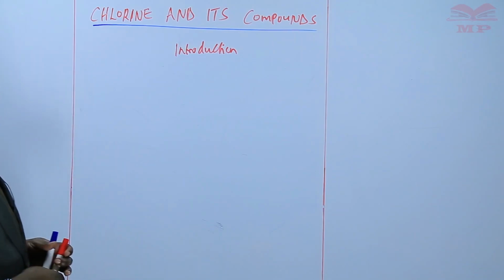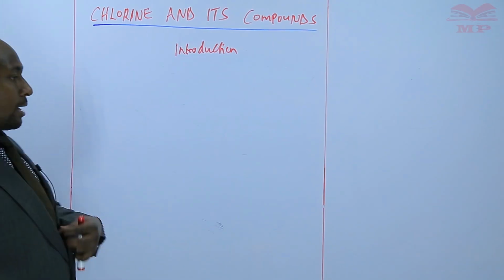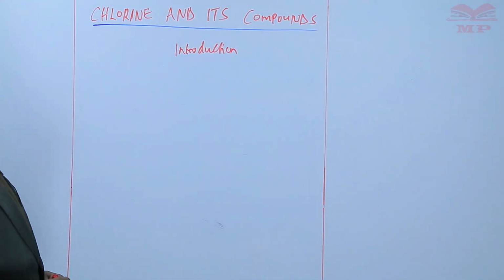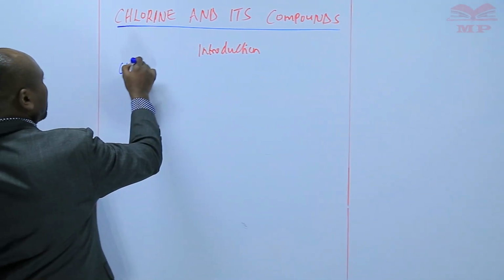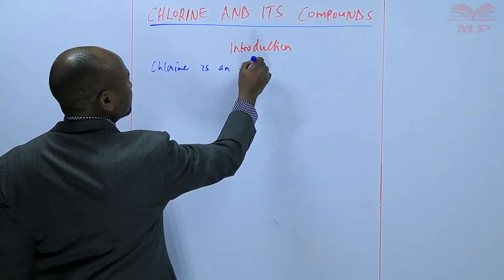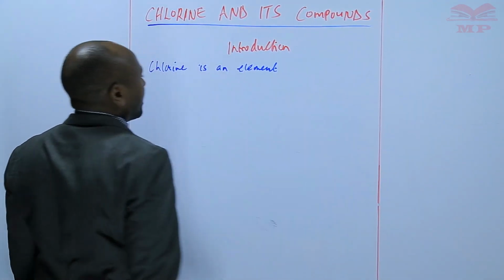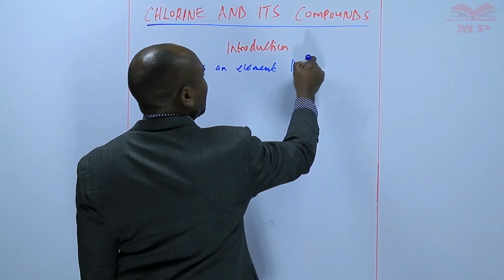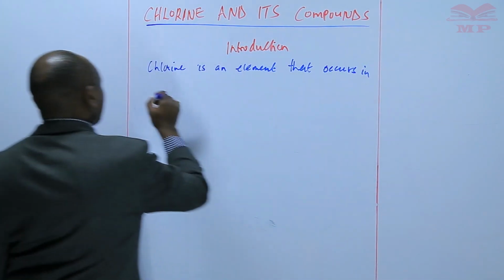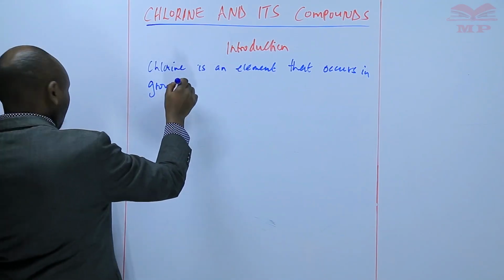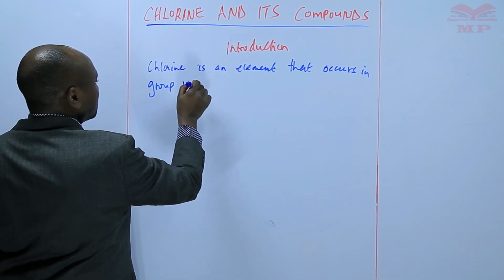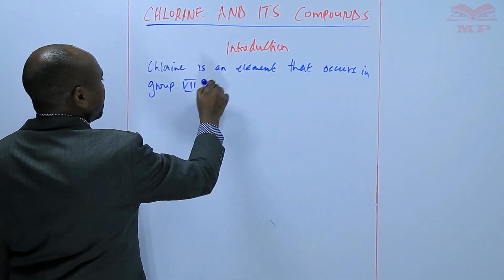Basically, the introduction is to tell us about chlorine. First of all, we know that chlorine is an element that occurs in group 7 of the periodic table.